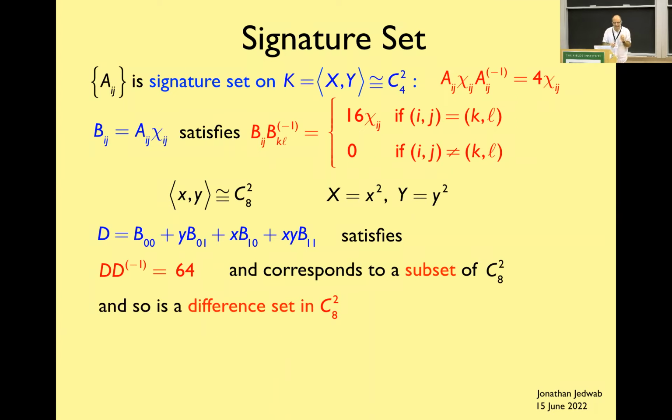Now, there's something much more I want to tell you, which is that that signature set is going to do a whole load more for me than make a different set in C8 squared. It's going to make a different set in a whole bunch of order 64 groups simultaneously. Let's see how that works.